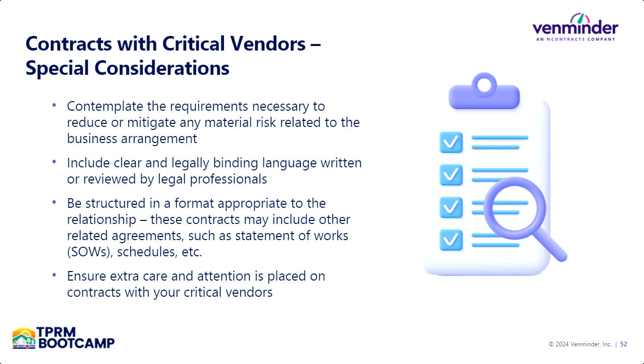With your critical vendors, these are some special considerations to keep in mind as you are writing your contracts with these vendors. One is to contemplate the requirements that you need to reduce or mitigate any material risk that's related to that particular business arrangement. Because remember, these critical vendors are those that, should they have a disruption in service, will have a significant impact on you and your customers. Also, make sure that there is clear and legally binding language. And in these contracts, if you're not using legal professionals all the time, you probably want to use a legal professional with these most critical vendors, and be structured in a format that is appropriate to the relationships.